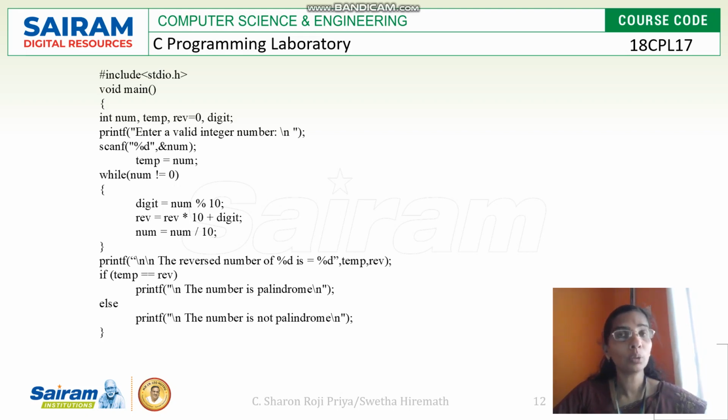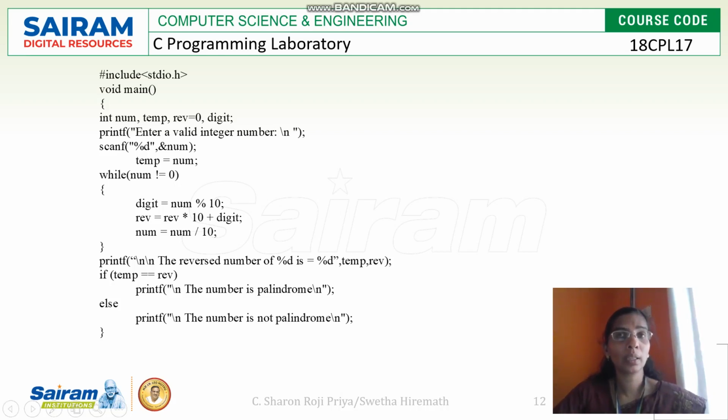I'll tell you how to check whether a given number is palindrome or not. You have a number, you reverse it and you check the reverse number with the original number. If both are same, it is a palindrome number. I'll take an example, 454, and you reverse it. When you reverse this 454, you'll get 454 only. Now the reverse number is equal to the original number, so I can say it is a palindrome number.